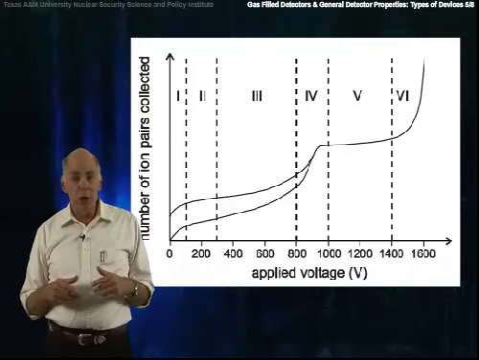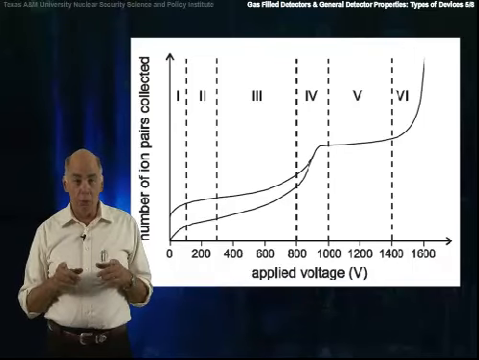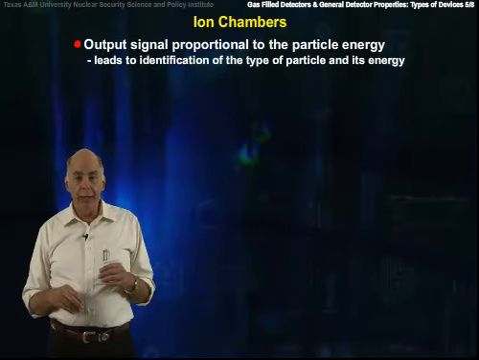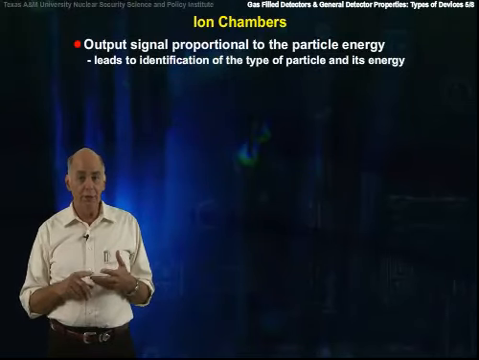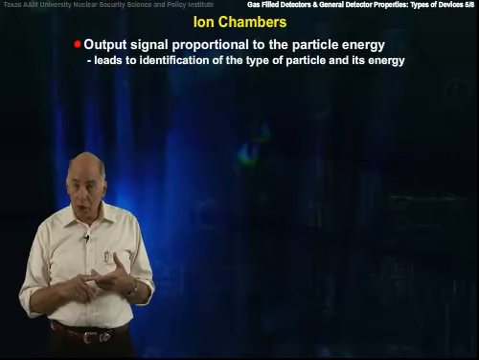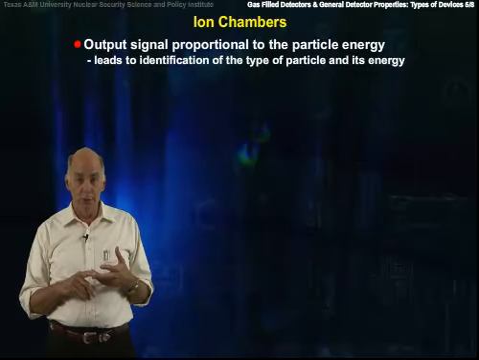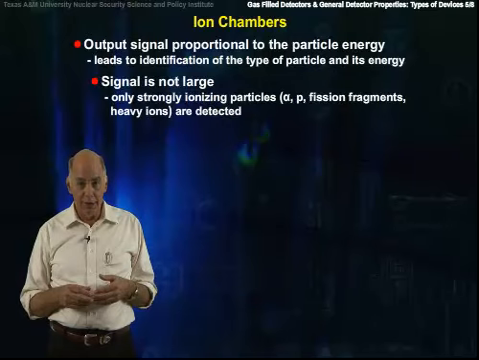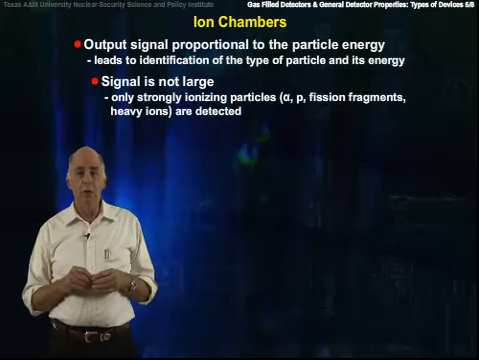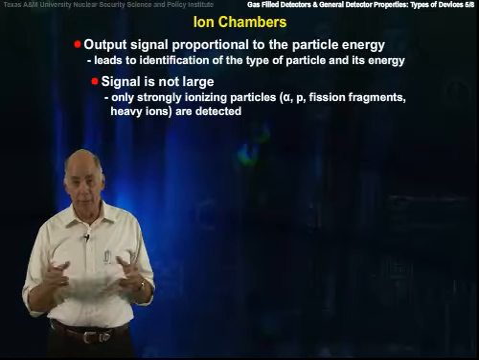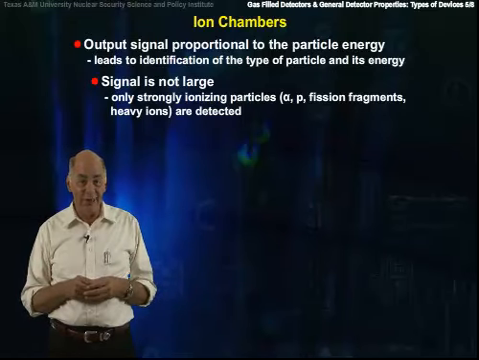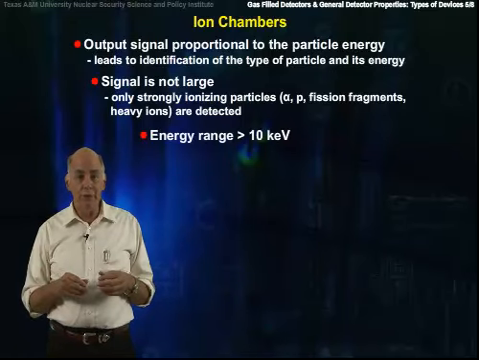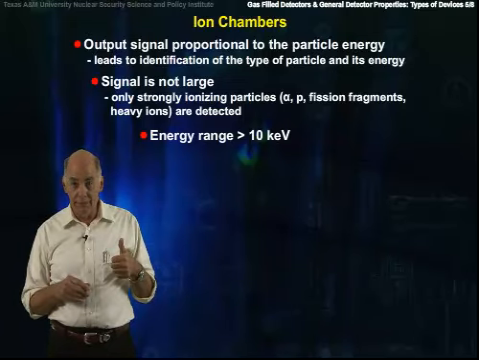Now let's make another pass looking at the particular regions of operation, and I'll give you a bit more information. In the ion chamber region, the output signal is proportional to the amount of charge deposited in the sensitive volume, that is, in turn, proportional to the incident particle energy. In principle, this could be used to identify the type of particle and its energy, but the signal is not large, and only strongly ionizing particles, for example, alpha, proton, fission fragments or heavy ions, are detected. For typical ion chambers, only particles with energies of 10 keV and greater are detected.